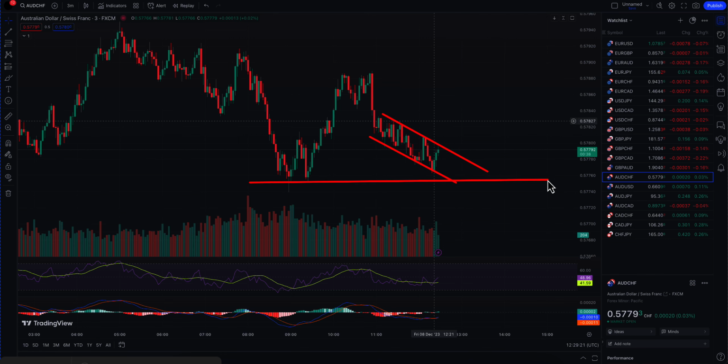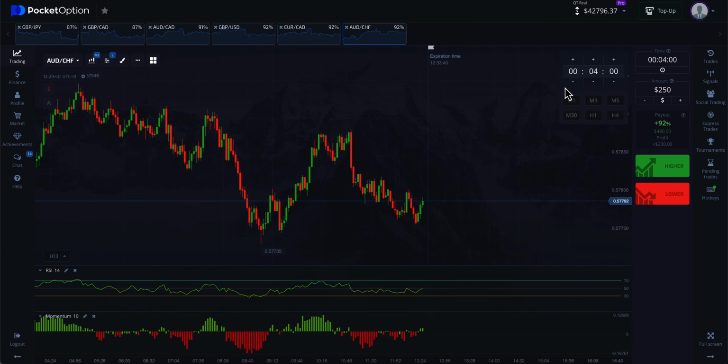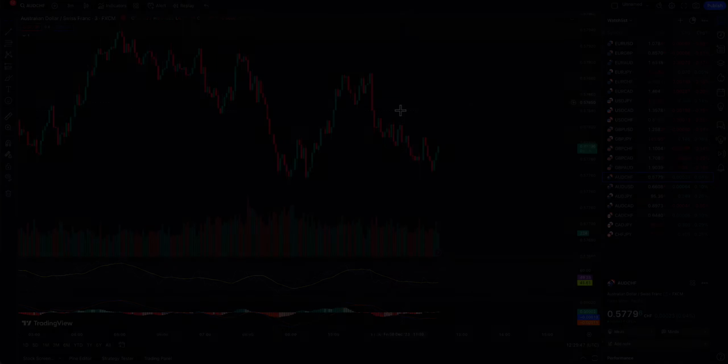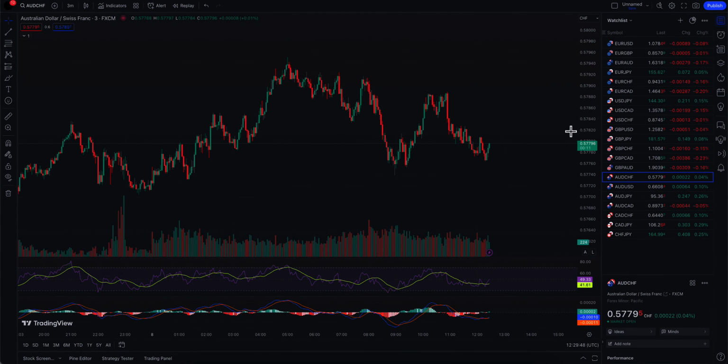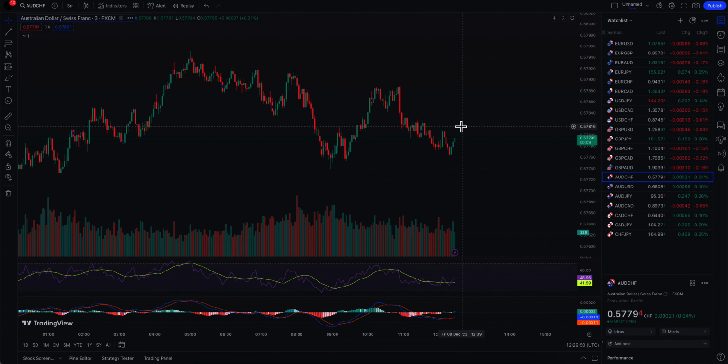So, there is a local downward movement approaching the price minimum, and now the price is just at the resistance zone of the trend. So, I expect a reversal to continue falling in the trend. Let's open a position on the broker on the downside with a 4-minute expiration. And now it's time for detailed technical analysis.